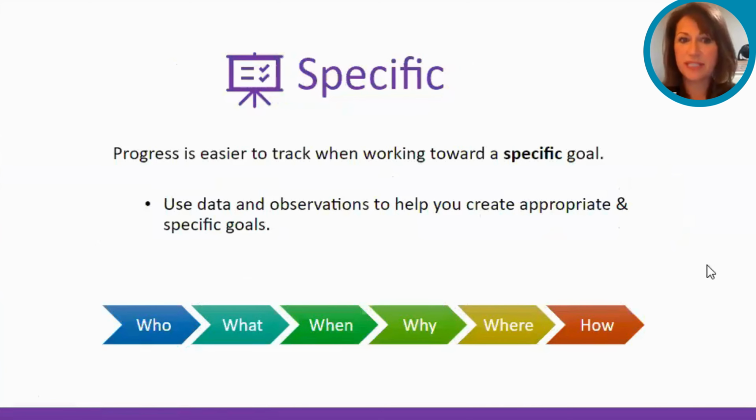So specific progress is easier to track, right, when we're working towards a specific goal. So again, using data and observations to really help create an appropriate and specific goal. A lot of times there may be assessments that have been done. We're looking at present level of performance, so where a student is at currently. Maybe there have been some observations either by the teacher, speech and language, or even as a parent.